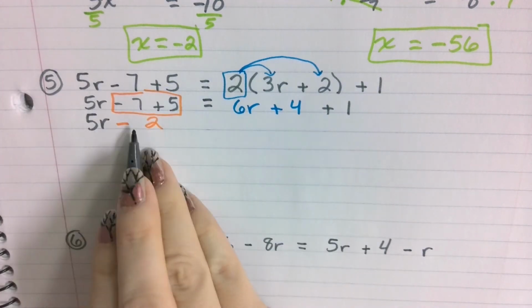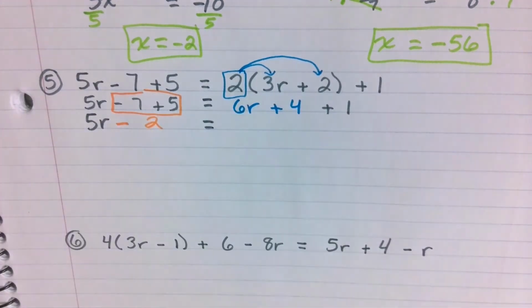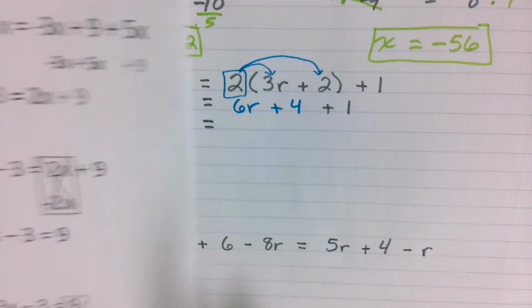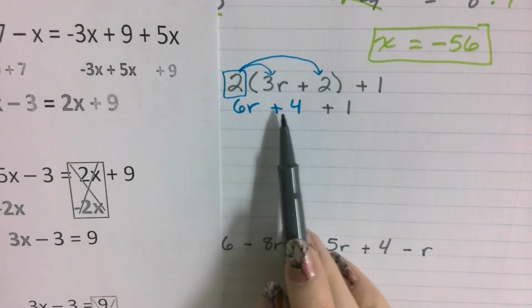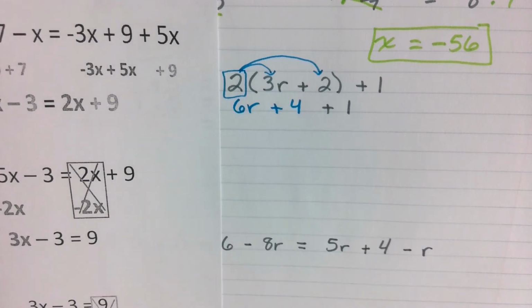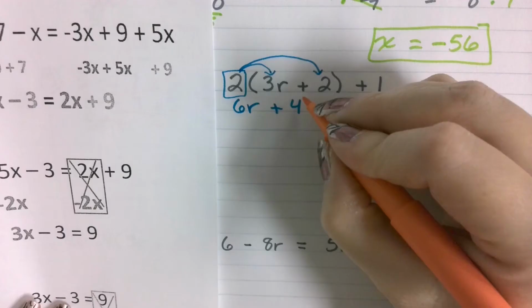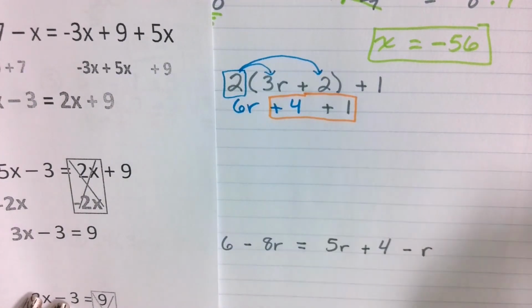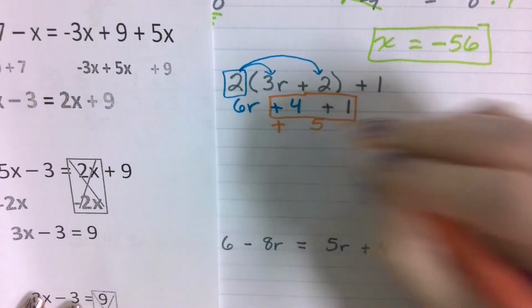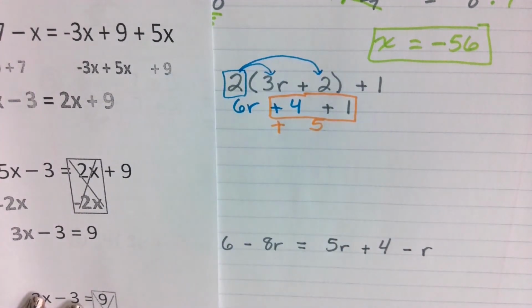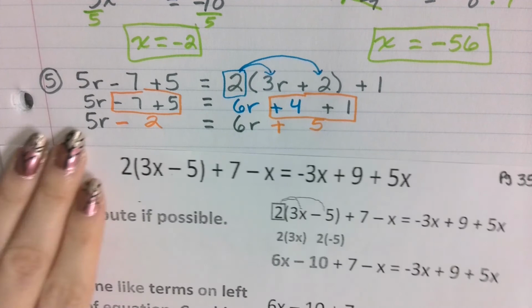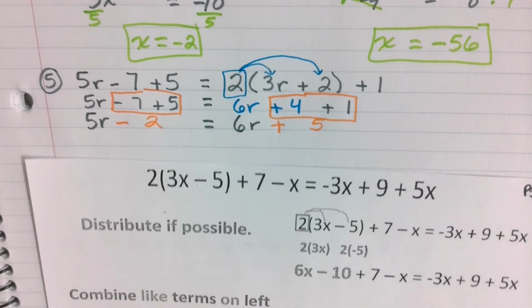So it's now 5r minus 2 is equal to, all right, I did the left side. Now I need to look at the right side. Can I simplify the right side of my equation? So 6r plus 4 plus 1, can I combine anything here? Yeah, what? The 4 and the 1. The positive 4 and the positive 1 can get combined together. What's 4 plus 1? 5. Positive 5. So I'm going to put a plus 5. Because it's not just plus 5, it's 6r. That 6r has to come down. 6r plus 5. All right? Both sides are now simplified as far as they possibly can go.